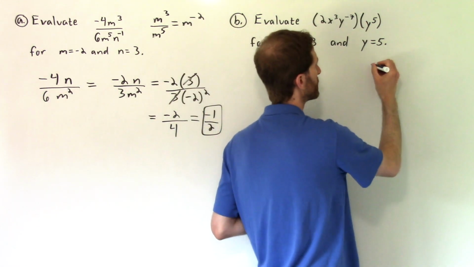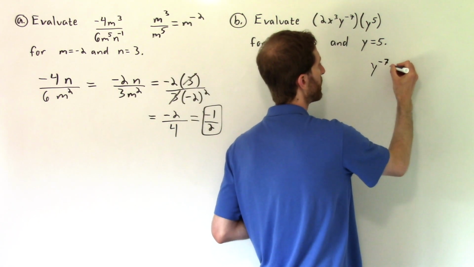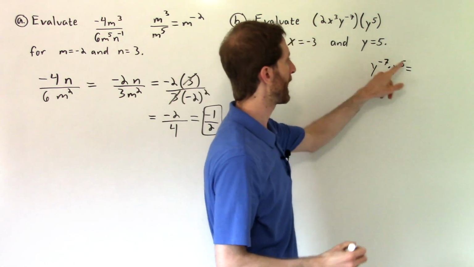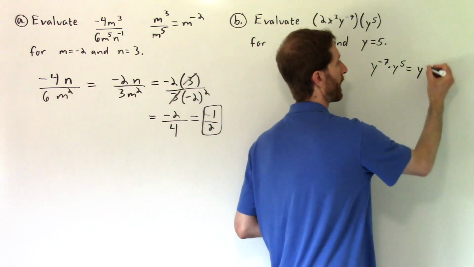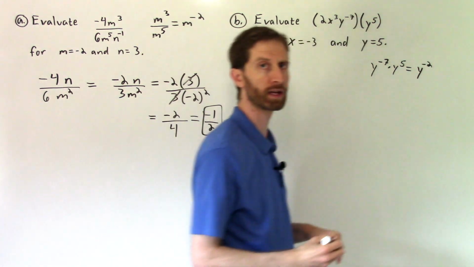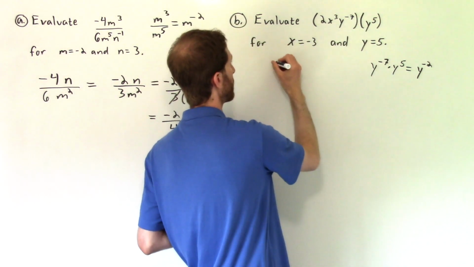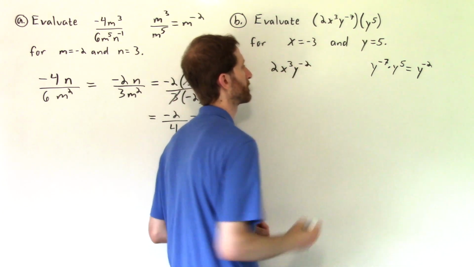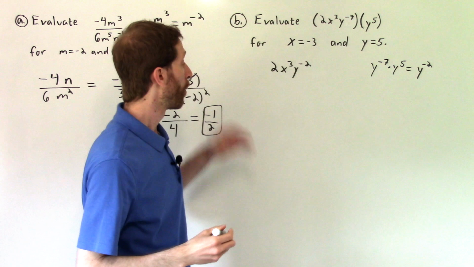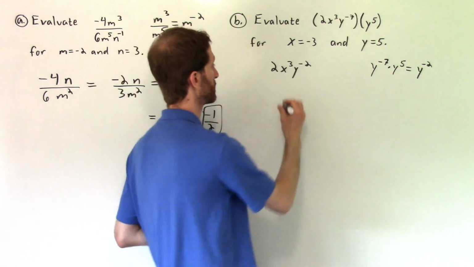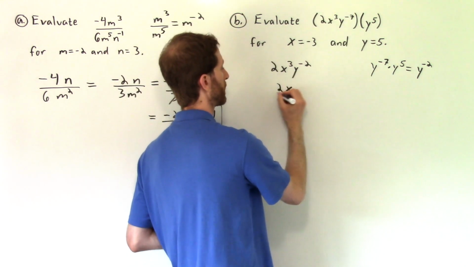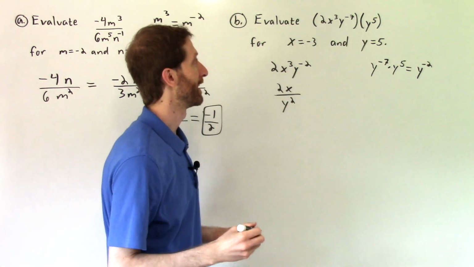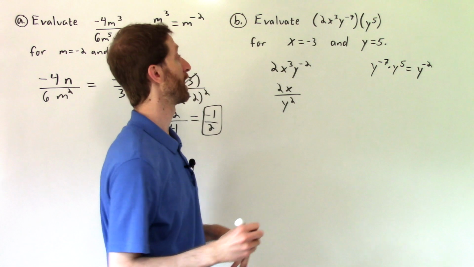So off to the side here, mentally I'm doing y to the negative 7th times y to the 5th. We have the same base, so we add the exponents. Negative 7 and 5 is negative 2. Sweet. So I'm going to replace that, and we get 2x cubed y to the negative 2. That's our little more graduated expression. Y to the negative 2 is a negative exponent, so that will go into the denominator. 2x cubed over y squared. And now we have an expression that we can just plug values into, right?